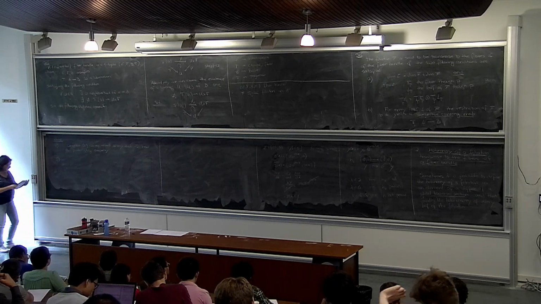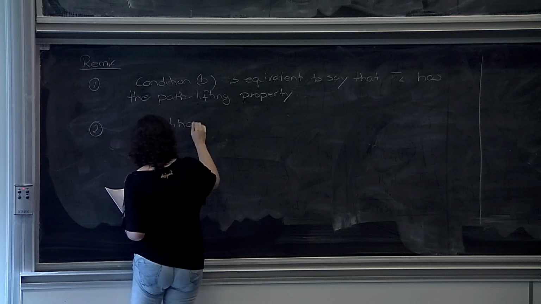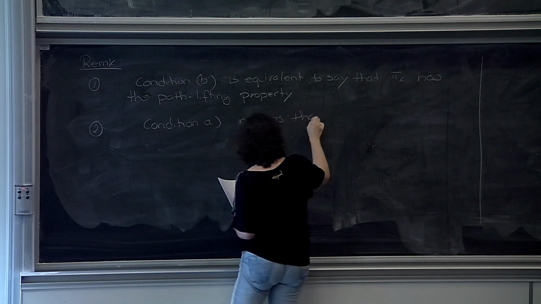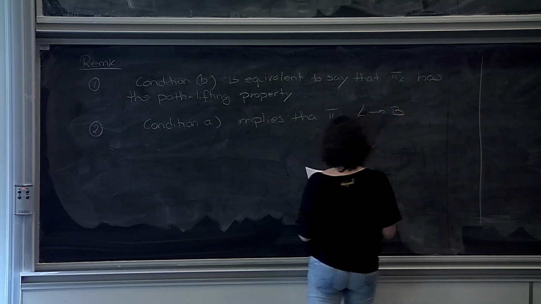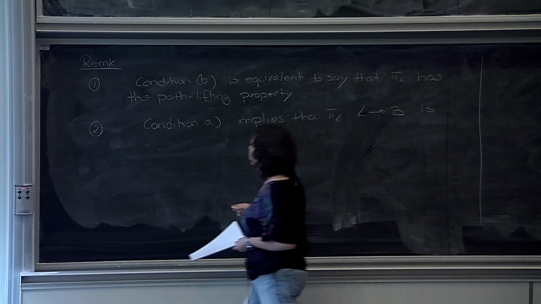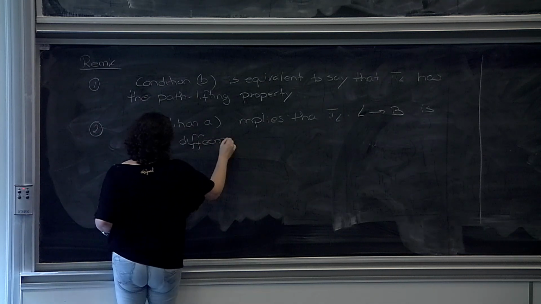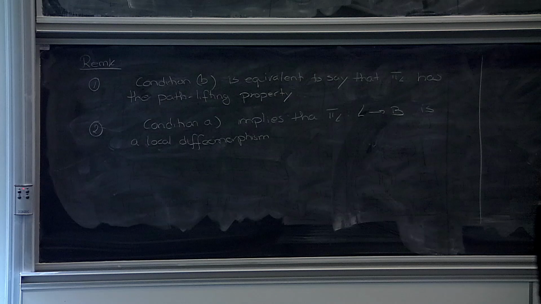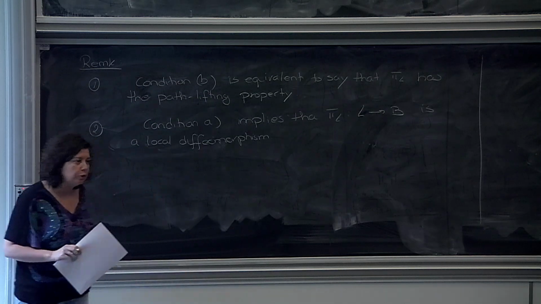Second remark is that condition A implies that the restriction of P to every leaf L is a local diffeomorphism. But it does not imply that it is a surjective covering map. And to check if it is a surjective covering map is a more subtle problem. Okay?